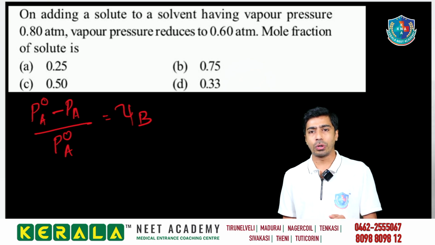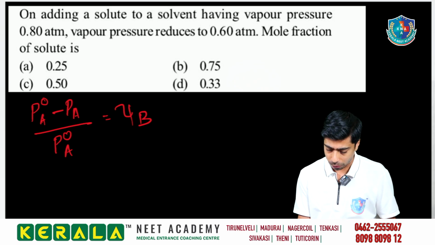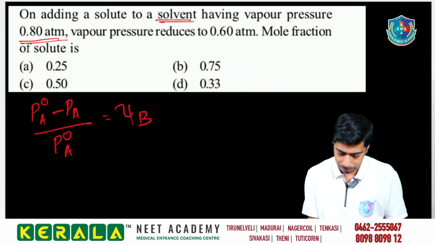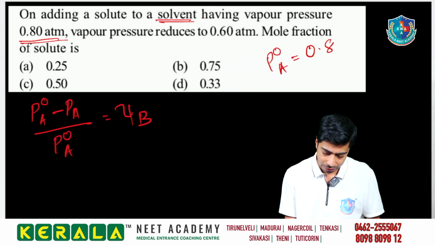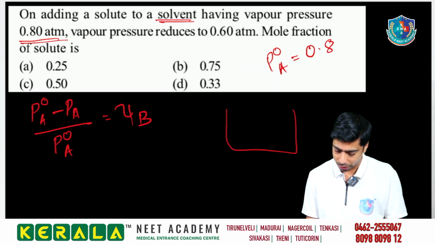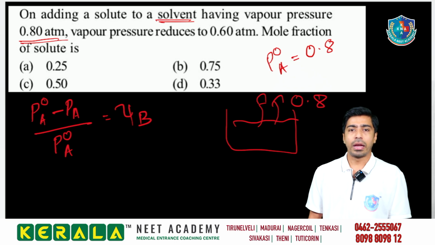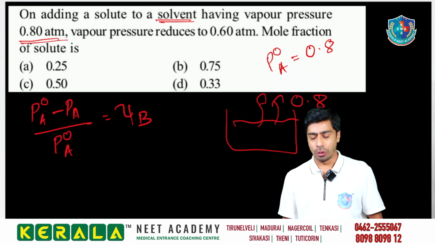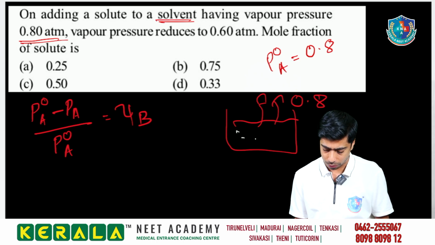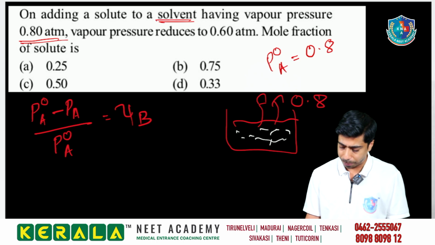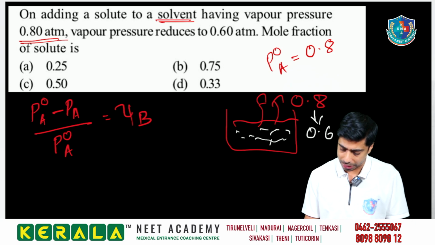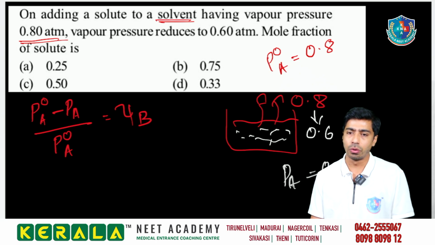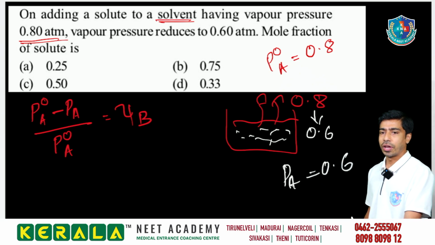On adding a solute to a solvent having a vapor pressure of 0.8 atm, that means the pure solvent P0A is given as 0.8. So you have a pure solvent like here, and its vapor pressure is 0.8. And when a non-volatile solute is added to it, its vapor pressure is reduced from 0.8 to 0.6. That means the PA value is equal to 0.6.